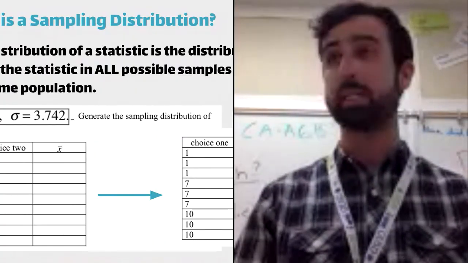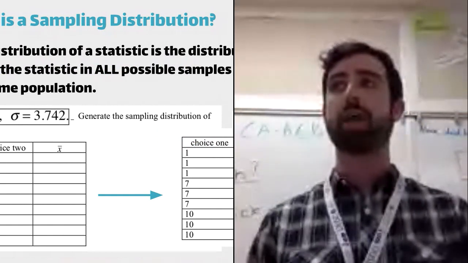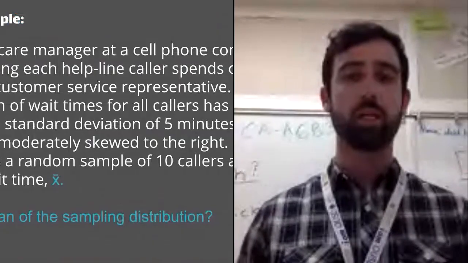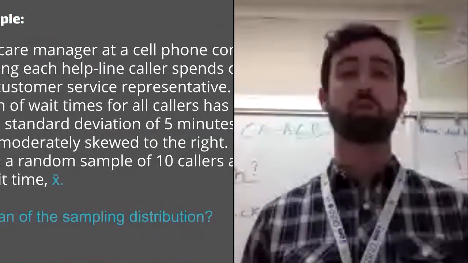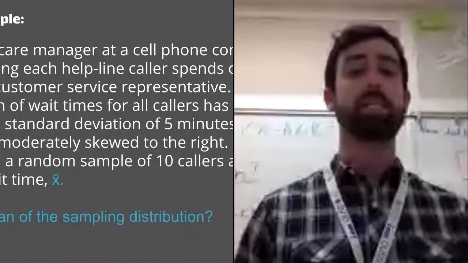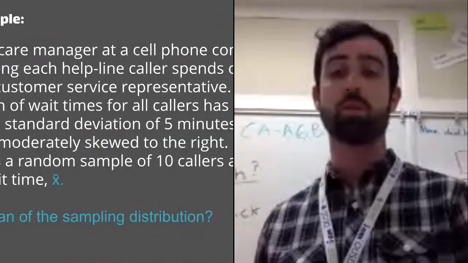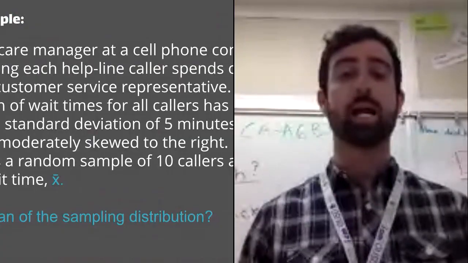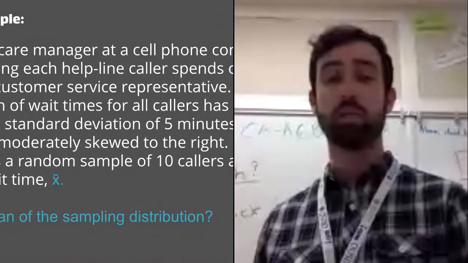All right, so let's take a look at an example. The customer care manager at a cell phone company keeps track of how long each helpline caller spends on hold before speaking to a customer service representative. He finds that the distribution of wait times for all callers has a mean of 12 and a standard deviation of 5. The distribution is moderately skewed to the right. Suppose the manager takes a random sample of 10 callers and calculates their mean wait time. What would the mean of the sampling distribution be?